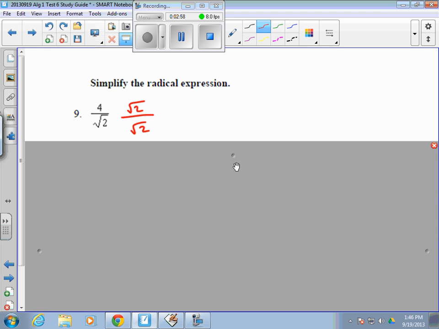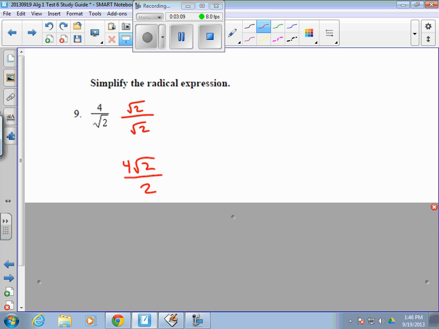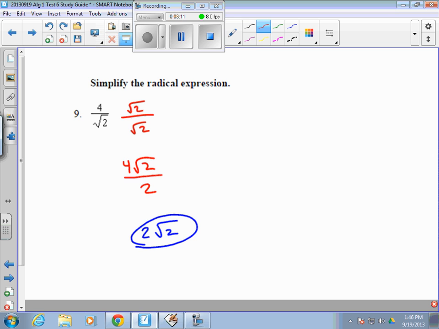Rationalize it. 4 times the square root of 2 over 2 times the square root of 2 times itself. That's how you rationalize, by multiplying whatever's on the bottom over itself. You get 4 times the square root of 2 over 2, and you could divide 4 by 2 to get 2 times the square root of 2.